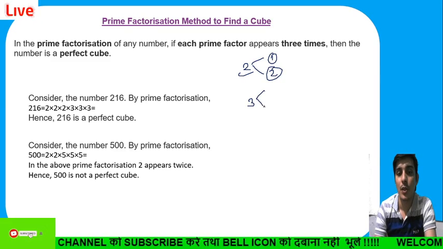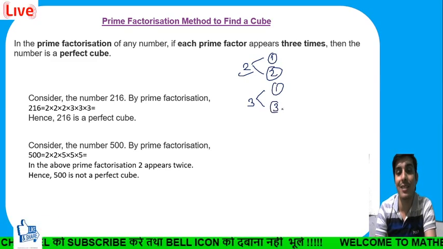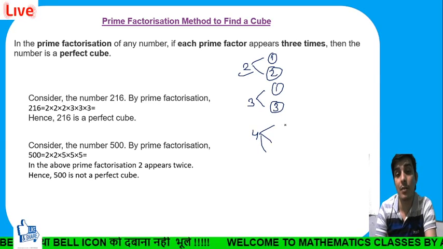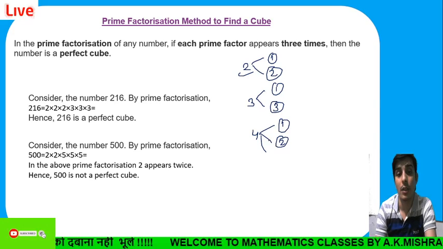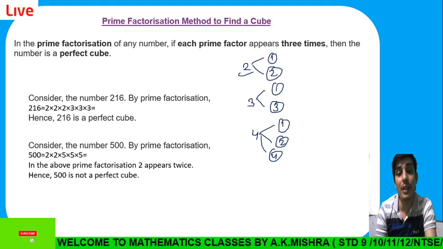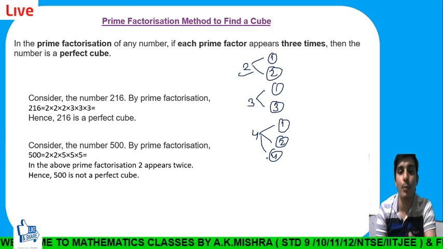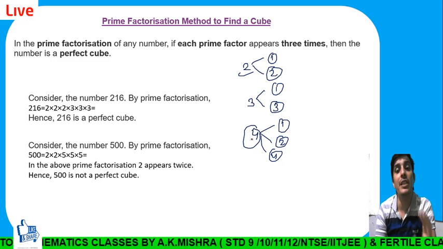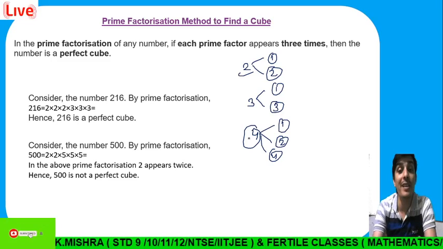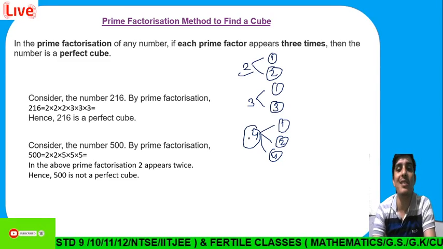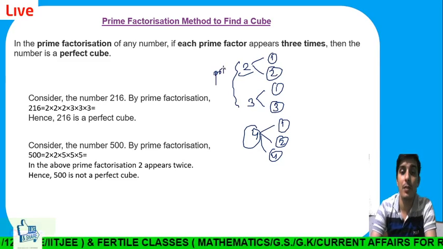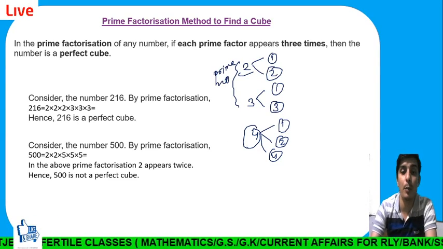Another is 3, which is also divisible by 1 and 3, so we can consider it a prime number. But 4 is divisible by 1, 2 and 4. So it is not divisible by only two different numbers, so we can't consider it a prime number. It is a composite number because it is divisible by more than two numbers. It has more than two factors, so it is a composite number, but 2 and 3 are prime numbers. Are you getting my points?